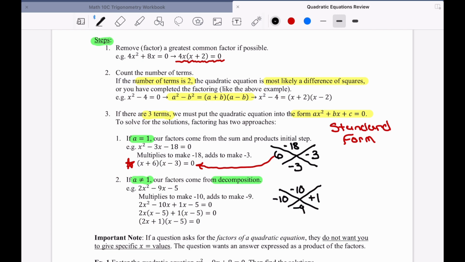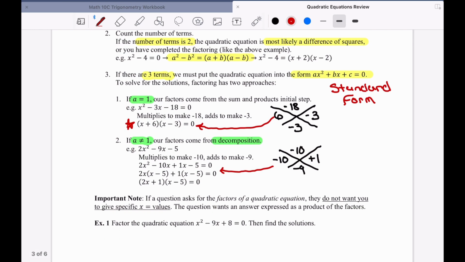But remember, we can't just jump right into the factors like we did in the previous question because a doesn't equal 1. Therefore, we're going to have to do some form of decomposition where we write out our same terms, but then have to group them in ways that will allow us to pull out a common factor. And you're going to see that in the examples below, but you just need to be aware that if a does not equal 1, we have to do decomposition.